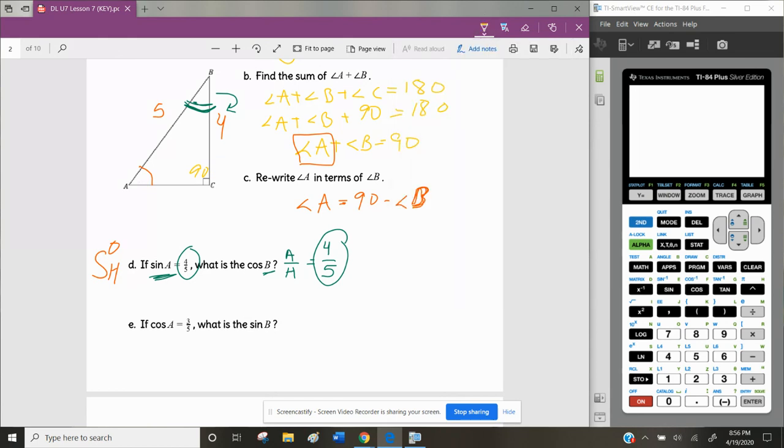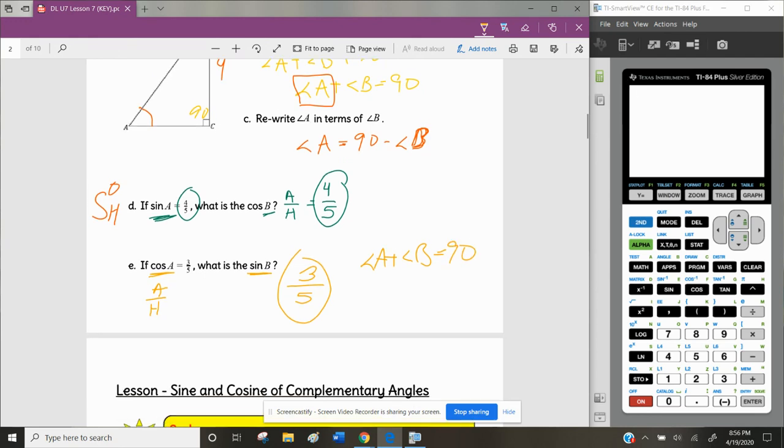So we can go the other way as well. If we look at the cosine of A, we know that is adjacent over hypotenuse, so that would be 3 over 5. And since sine of B, well, that adjacent side would become opposite when we switch to angle B, so we know it's going to be the same, 3 over 5, since angle A plus angle B equals 90.